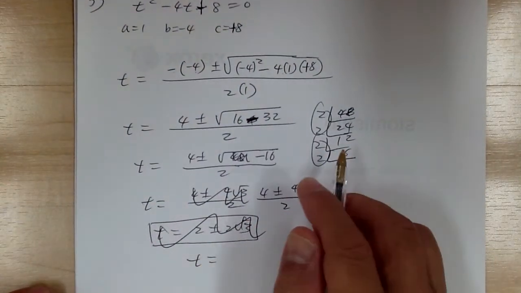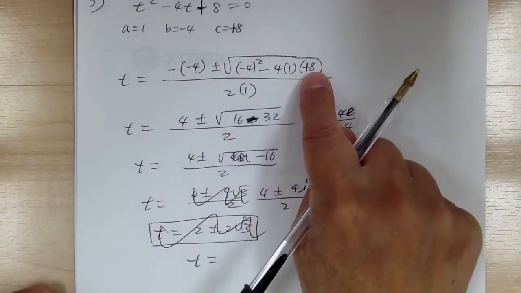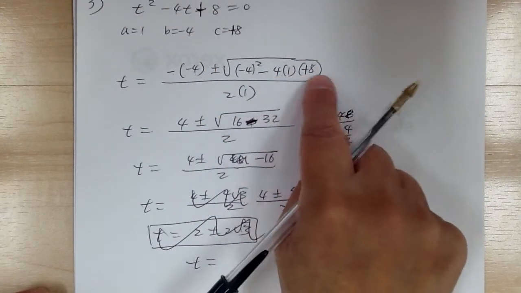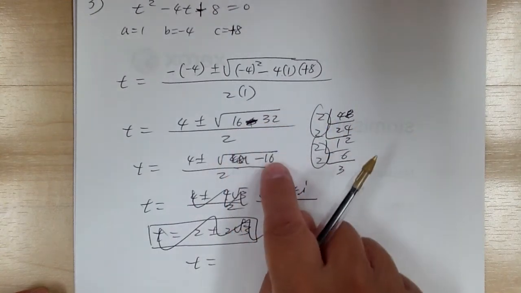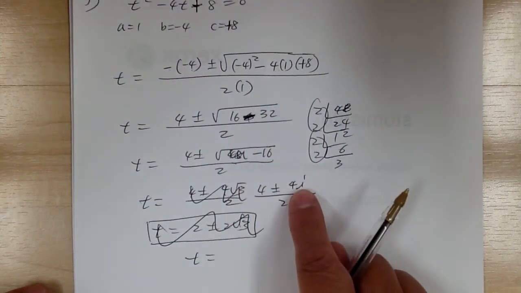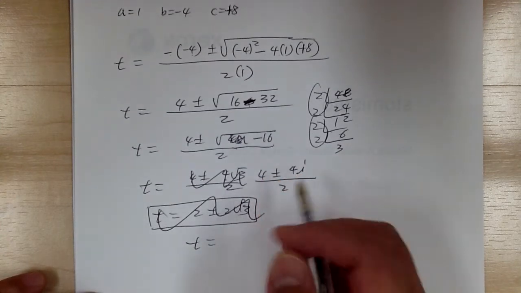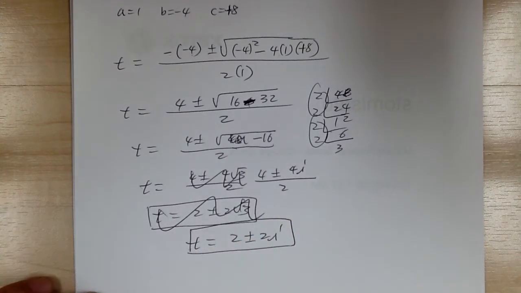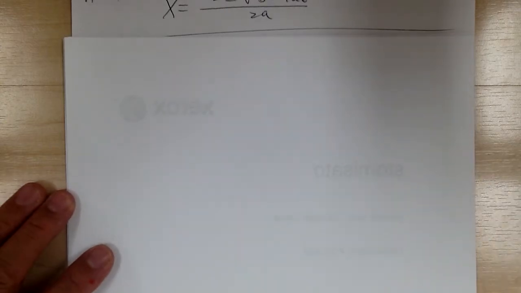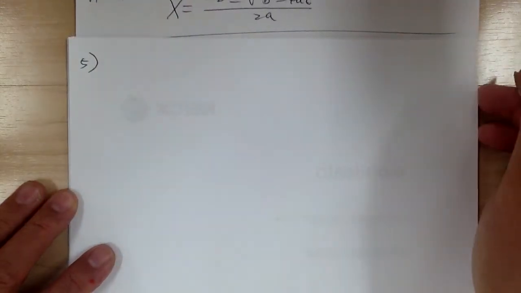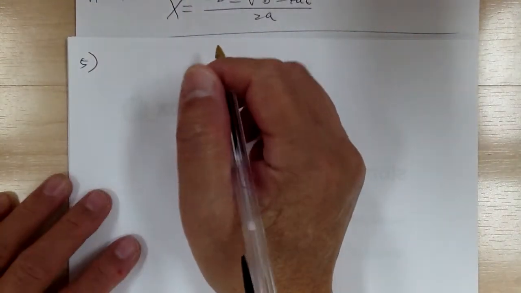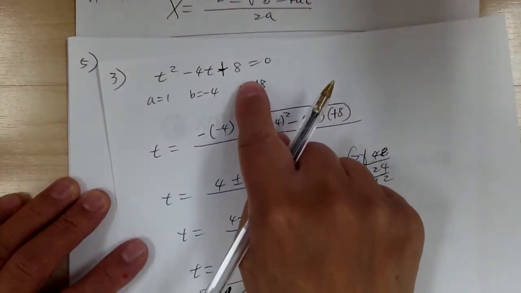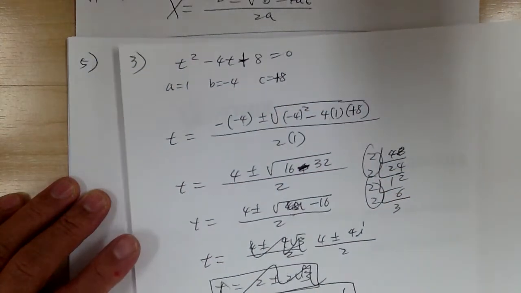Okay so t, yeah, this is a plus, not minus. So this would be a positive 8. Therefore, this would be minus 32. So 16 minus 32 will give you negative 16. So that will give you 4i. And dividing by 2, you're going to get 2 plus or minus 2i. Okay, there we go. Okay, let's go to number 5. So that's why it's so important to write these things down, and also double check, make sure you copy things carefully.